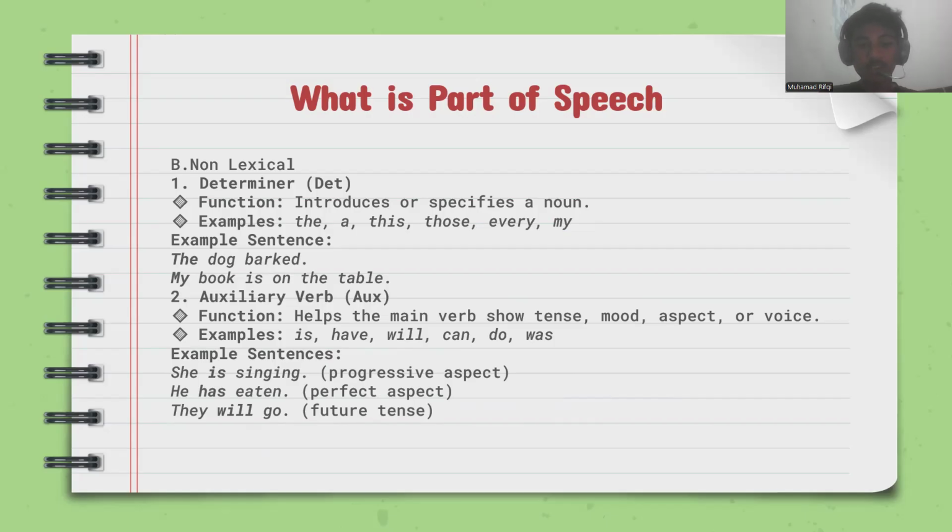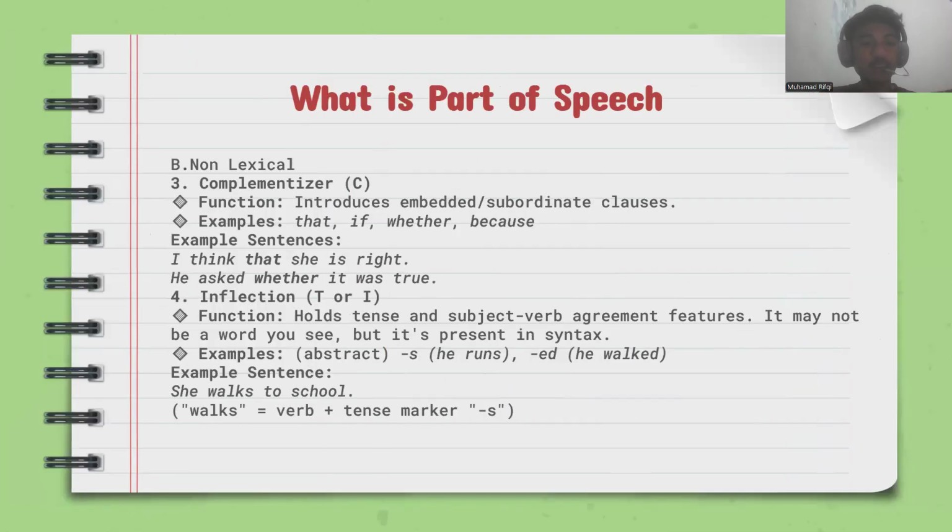Number 2, auxiliary verb. The function helps the main verb show tense, mood, aspect, or voice. Examples: is, have, will, can, do, and was. Example sentence: she is singing, progressive aspect. He has eaten, perfect aspect. They will go, future tense. Number 3, complementizer. The function introduces embedded or subordinate clauses. Examples: that, if, whether, and because. Example sentence: I think that she is right. He asked whether it was true.